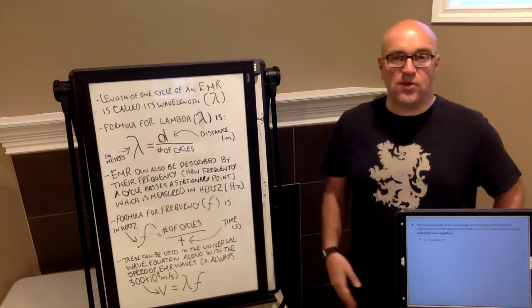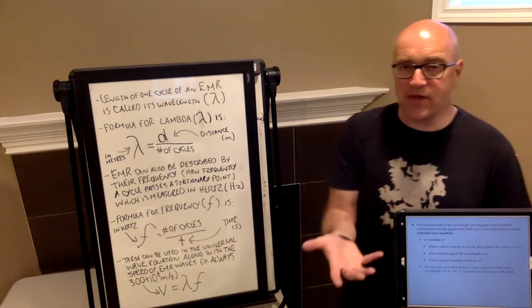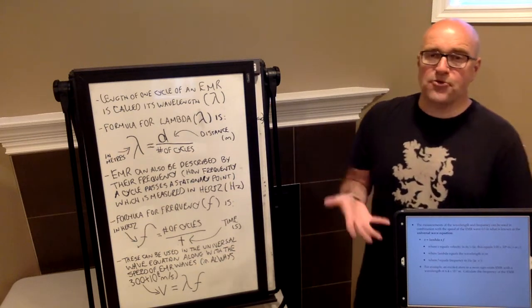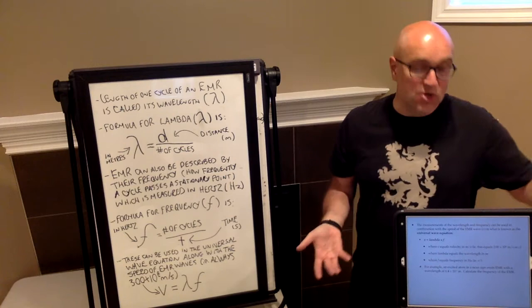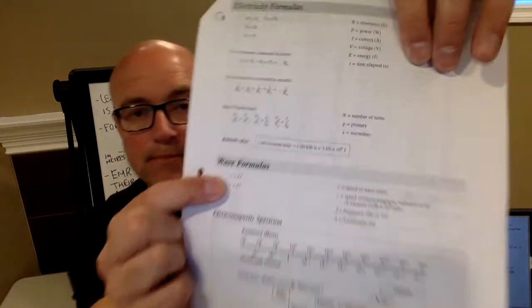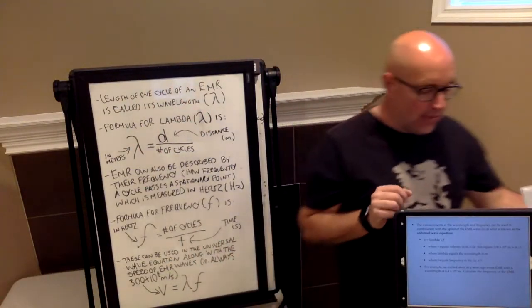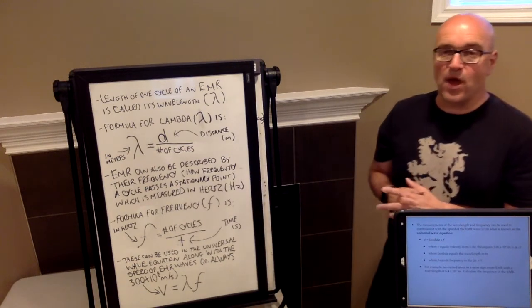And then, what's the big deal of knowing what our wavelength and our frequencies are? Well, we can also plug them into an equation that you do have in your data booklet. And the equation you do have in your data booklet is right here. There it is. Two little unassuming formulas there for your wave formulas. And that formula is essentially called the universal wave equation.